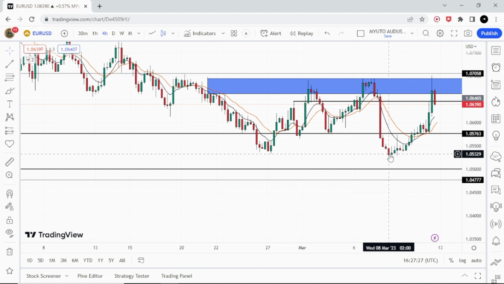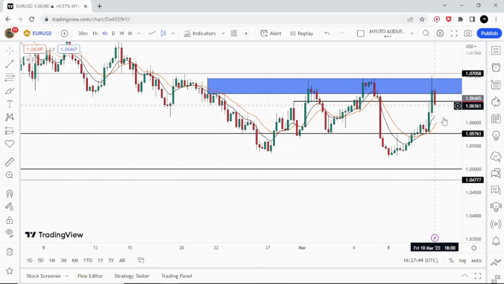So for the euro, as you can see, for the euro also, we have come to this previous resistance level and we have shown some rejection from this level again. So for the euro, we might see some further downward movement during the course of this coming week.